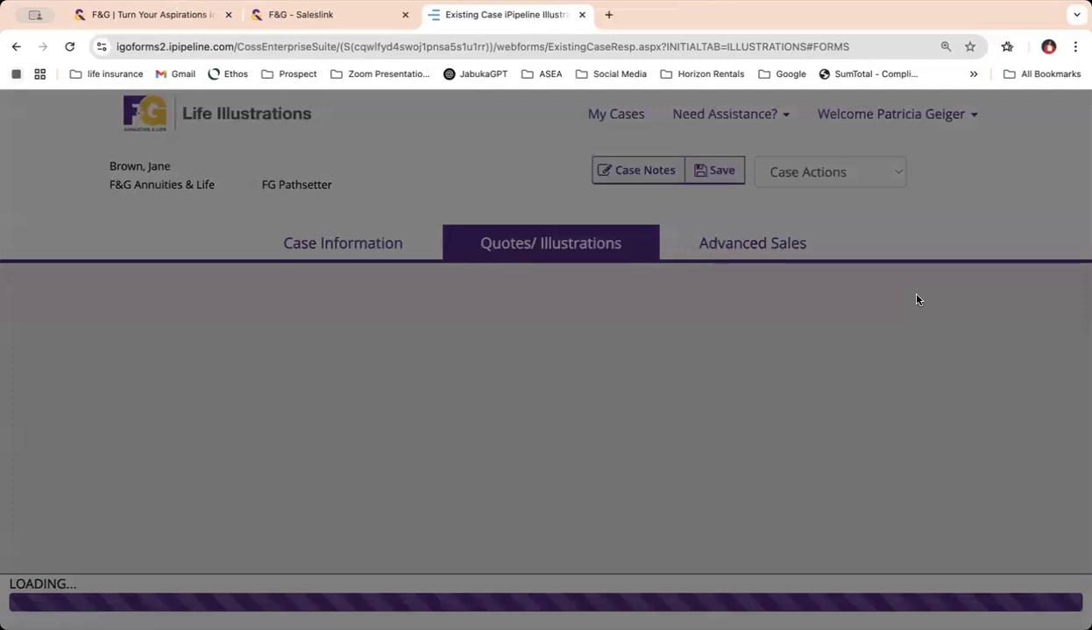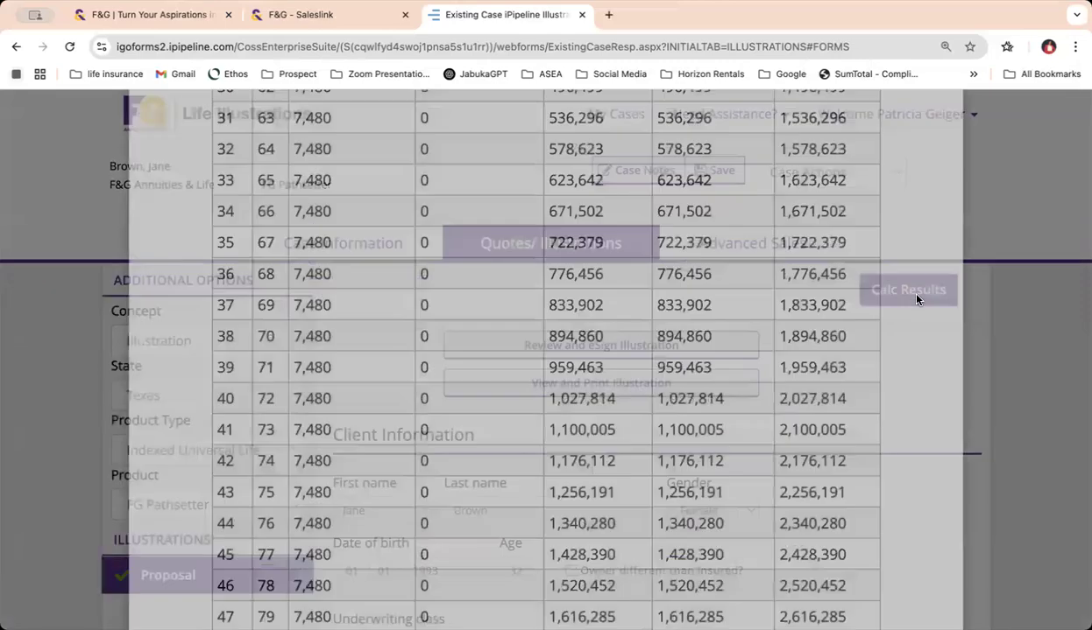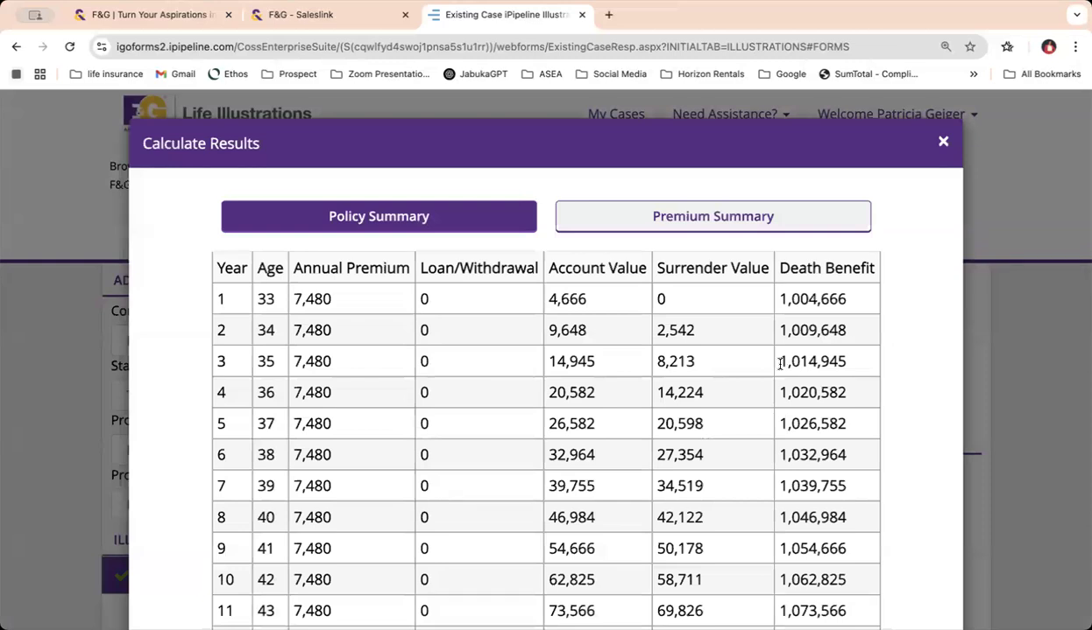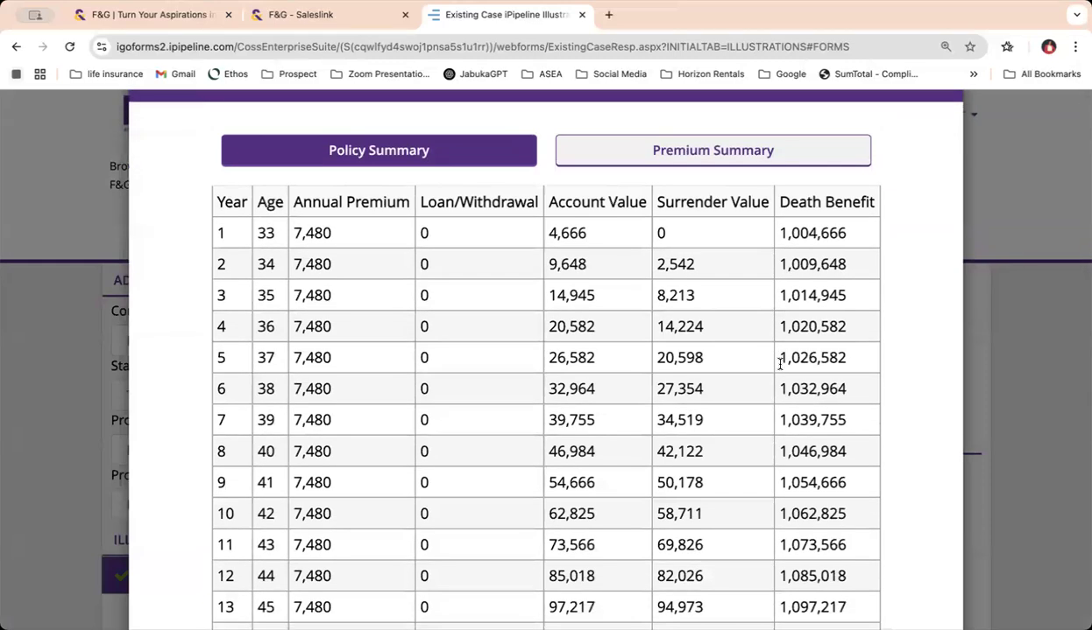So now when we go back here, it's going to look different. I was going to ask, why is the death benefit level? There we go. Here we go. Yeah, I noticed it too.